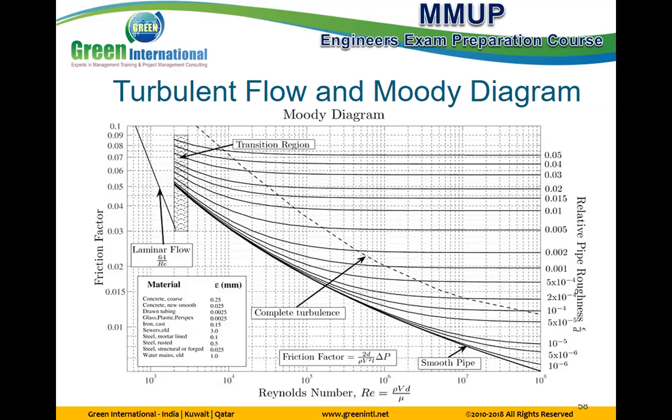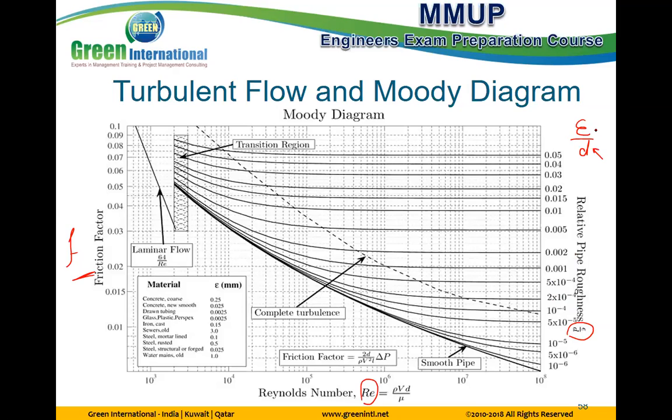Actually, for the Moody chart, what are the important notes here? First thing, this axis is the friction factor itself, this f. The other axis, the x-axis, is the Reynolds number. And the other y-axis here is the relative pipe roughness, relative roughness, equal to epsilon over d. D refers to the diameter of the pipe.